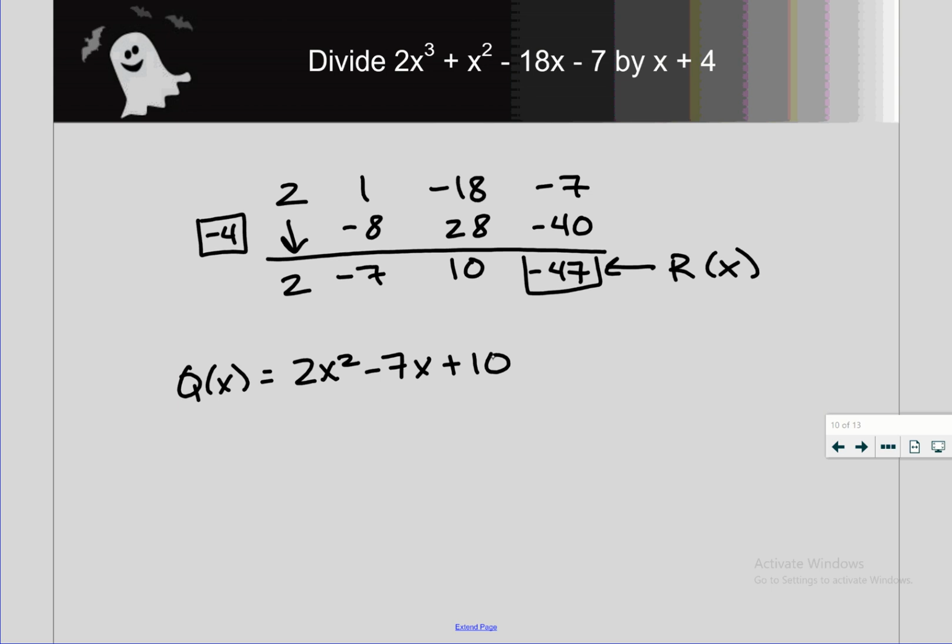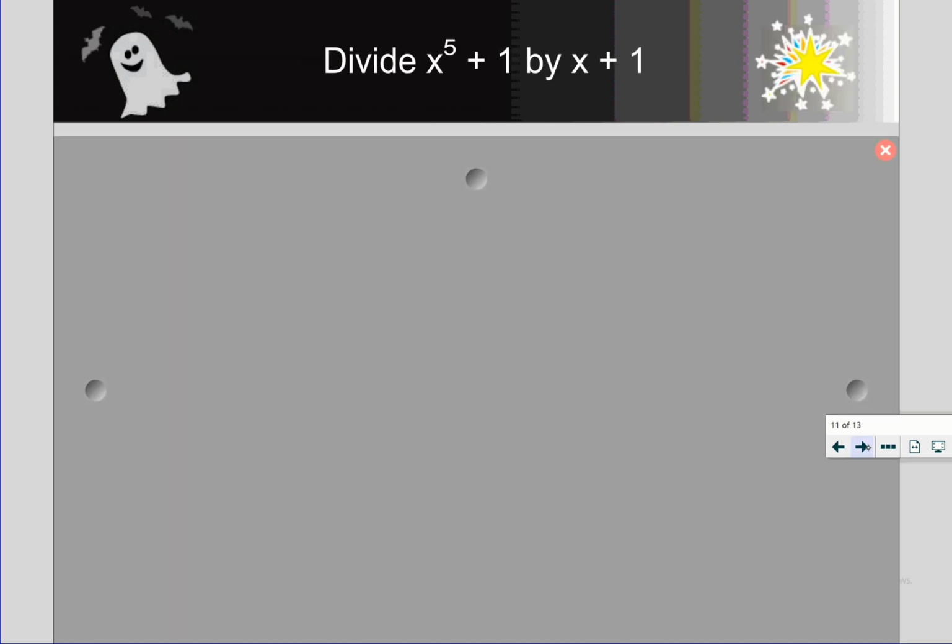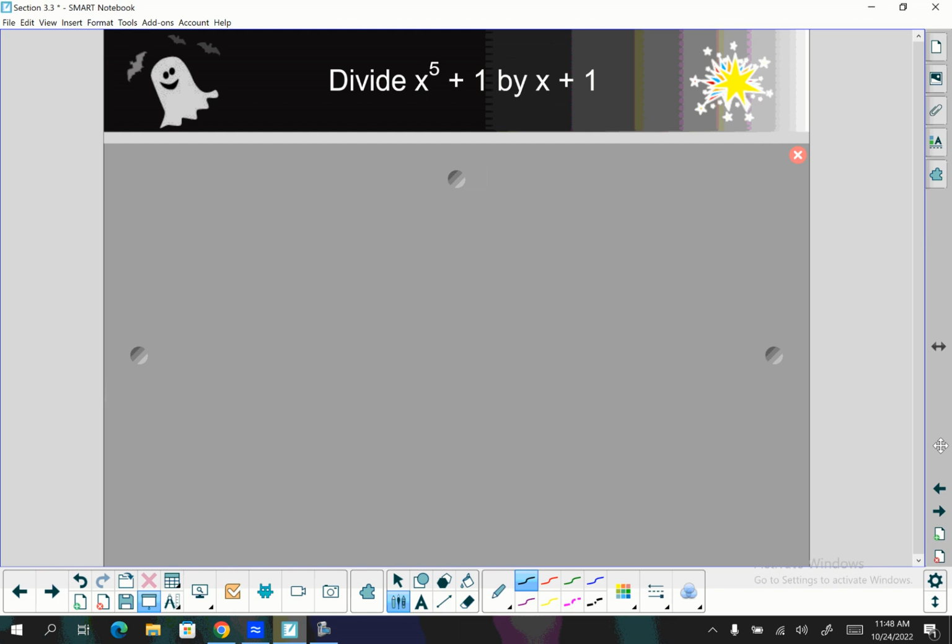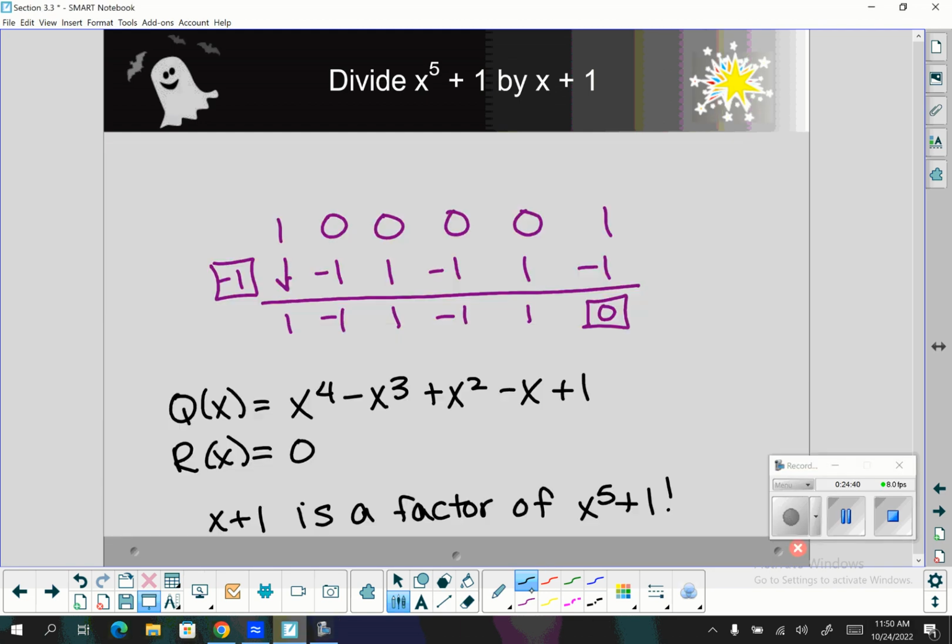All right. Go ahead and do that one real quick. You're going to need some zeros. All right. Did you get a remainder of 0 this time? Yep. Okay, and then your quotient starts out with x to the 4th because we had a degree 5 polynomial. So we've just got some alternating signs there. Let's say it's a factor.